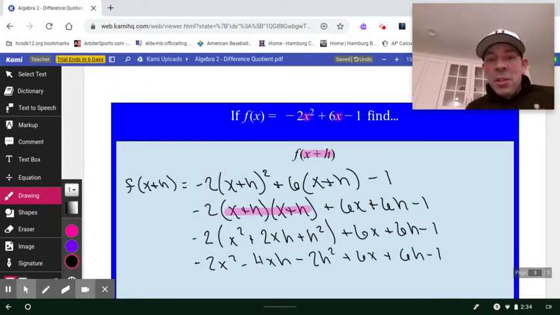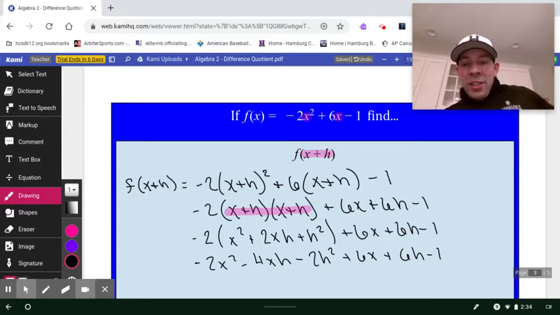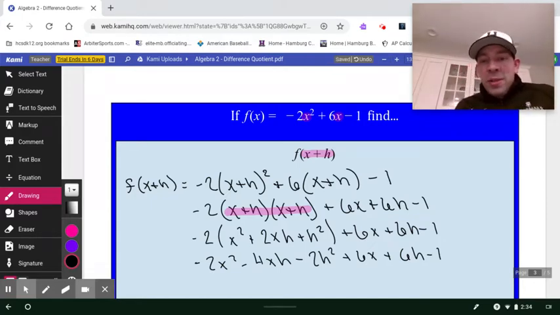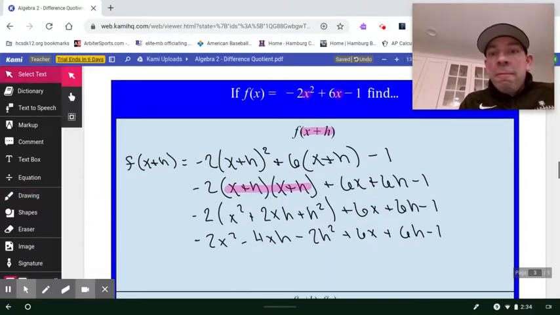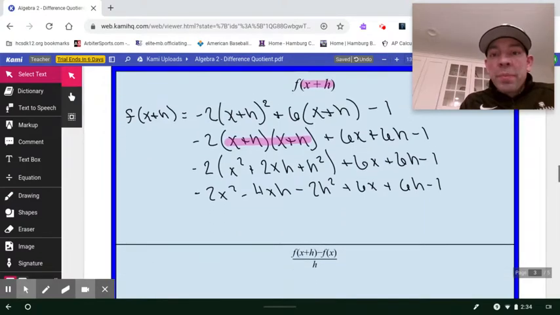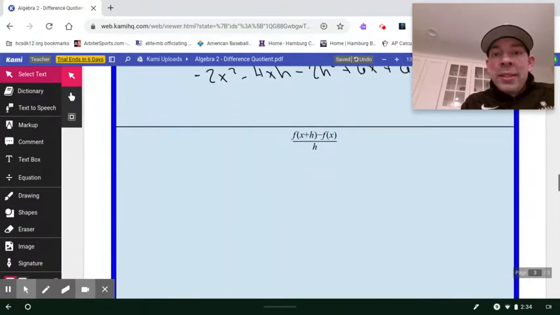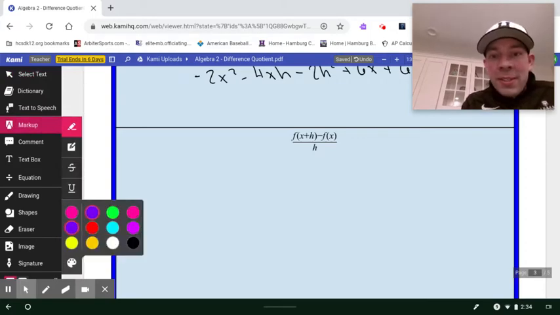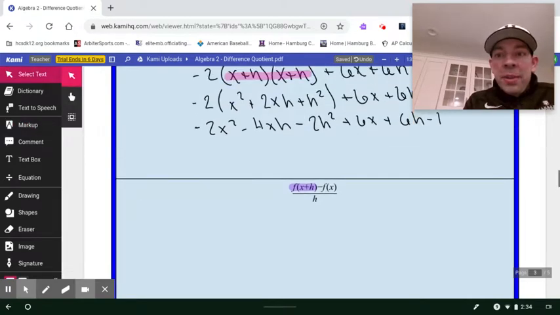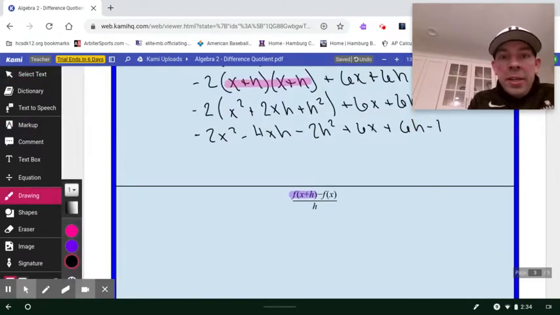It feels like I should be able to do more, but I've exhausted all of my options because I don't have any like terms to combine. So we're going to consider that our answer. And really that's going to feed into this next question here. So let's see what we've got cooking. First thing I'm going to do, let's keep the colors consistent here, is import my previous answer. We already found f of x plus h, so I'm just going to rewrite my answer from the last problem. So we've got negative 2x squared minus 4xh.